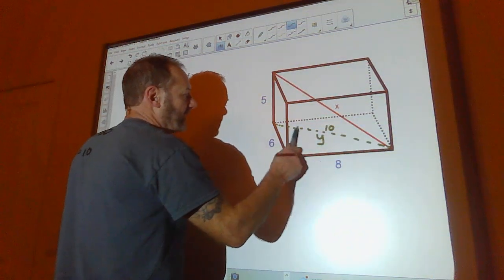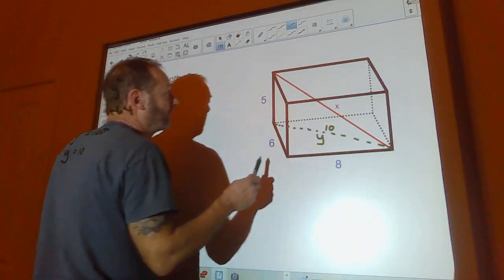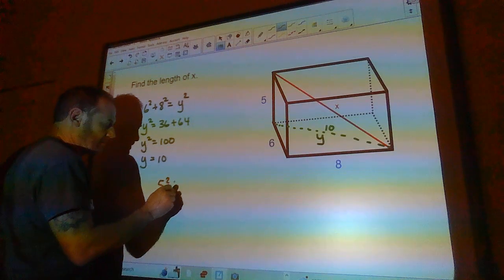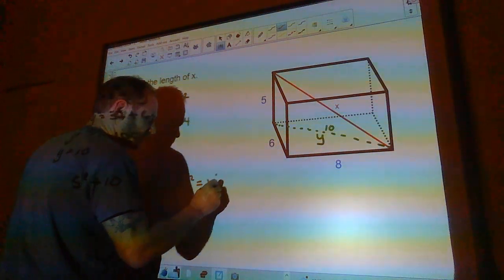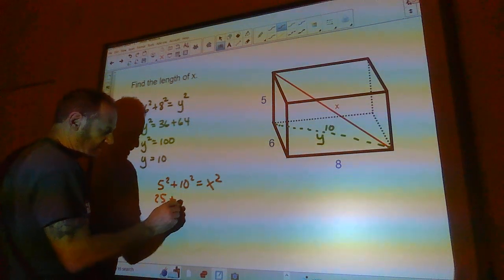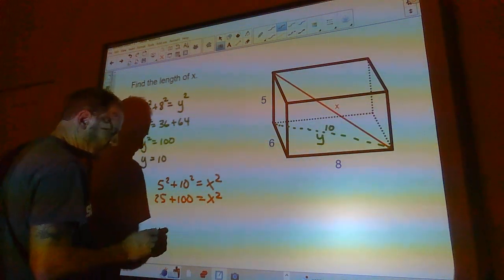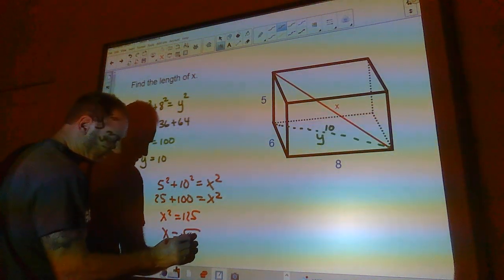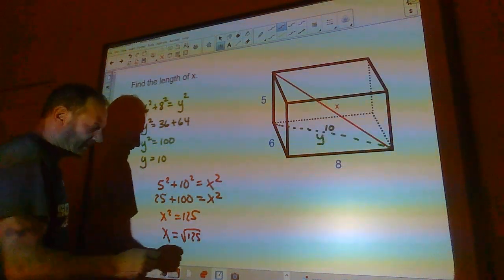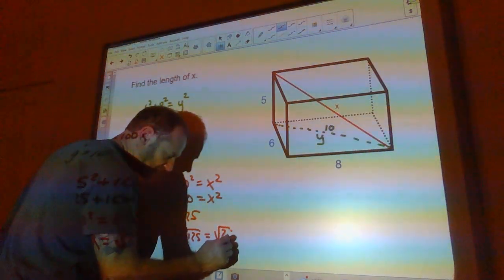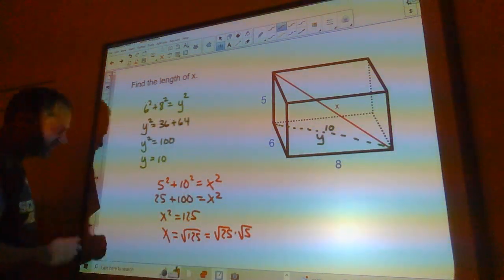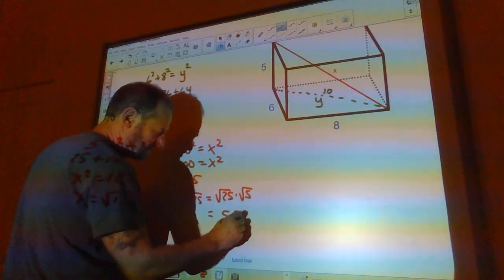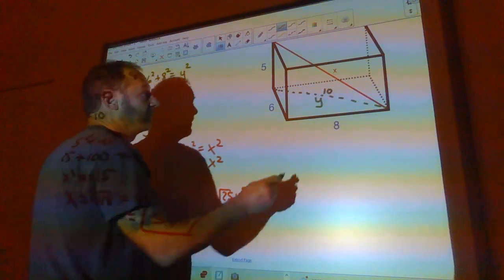Now I've got a right triangle right here, where I've got 2 legs that I know, so it's going to be 5 squared plus 10 squared equals x squared. So 25 plus 100 is x squared. So x squared is 125, and x is going to be the square root of 125. Now I can simplify that because I know that 25 goes into 125 5 times, so I can change it to that. And then the square root of 25 is 5. And that's going to be that distance right there.